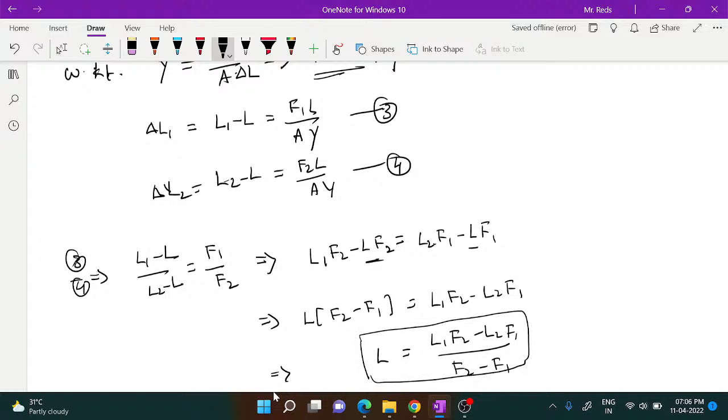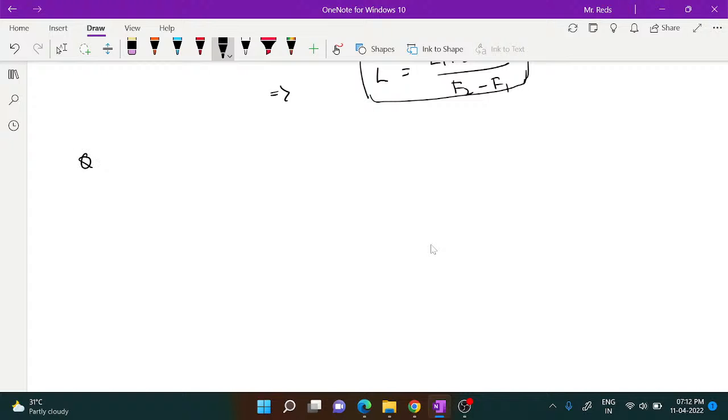You can also just change the order by taking this side. If you take minus common, this is a positive term, so it becomes minus L1 F2, and this becomes plus L2 F1, divided by F1 minus F2. That way also it can be written, depending on the options. You have to understand how to simplify or rearrange this. So (L1 F2 minus L2 F1) by (F2 minus F1) is the answer.